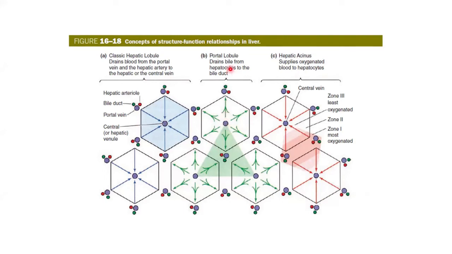There are another few divisions by which we can divide the liver. Liver microscopically, you have the portal lobules. The portal lobules travel from the hepatocytes, which are organized radially in this direction.